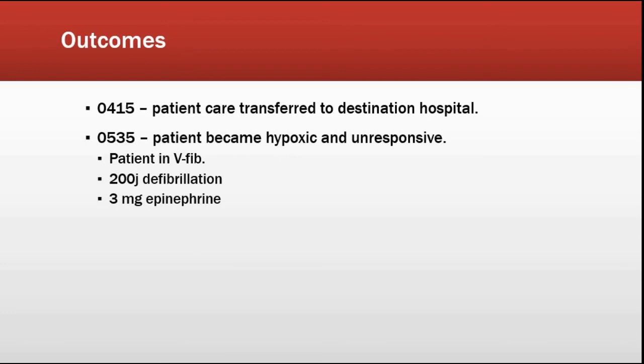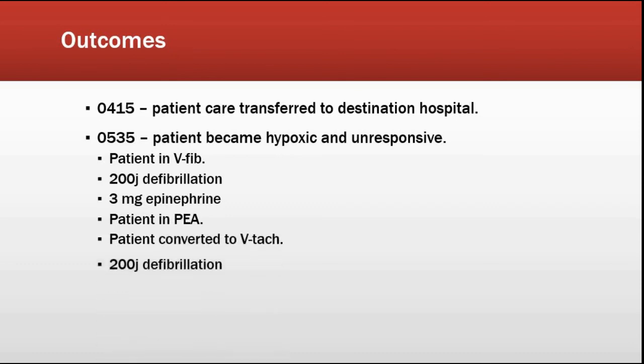So that is a considerable amount of time going by there, because you give epinephrine every other round of CPR. The next rhythm check, the patient was found to be in PEA, and then the patient converted into a VTAC. That is a shockable rhythm, so they did another 200 joule defibrillation. Total number of minutes of CPR in progress on this patient, 25 minutes. That's a lot of time to be in cardiac arrest.